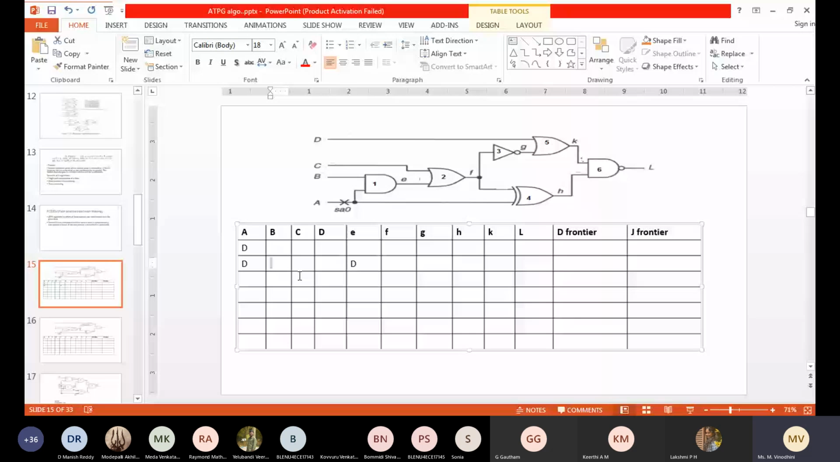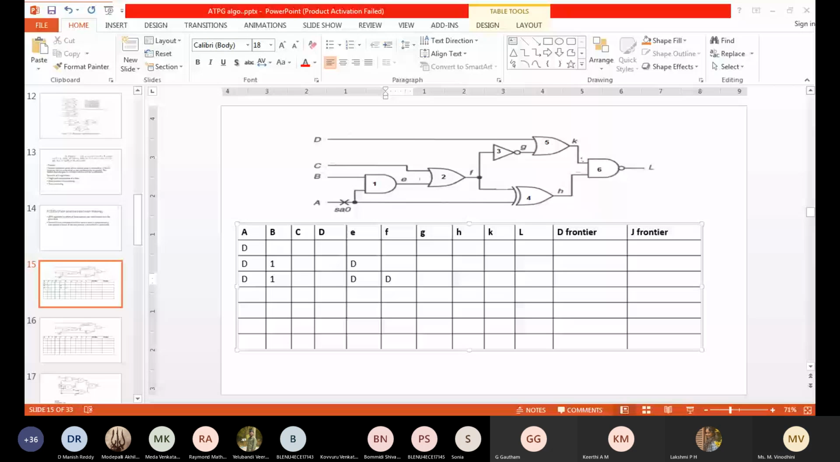Next step, D, 1, fill all these things. Now from E, I need to take it to F. If I want to take it from E to F, what should be C?